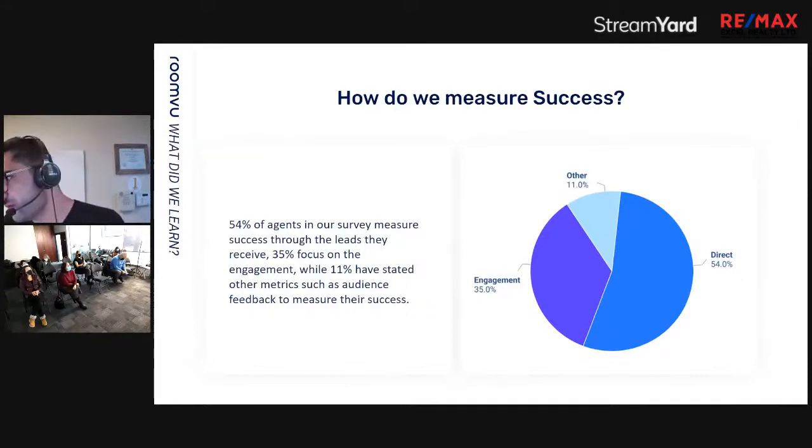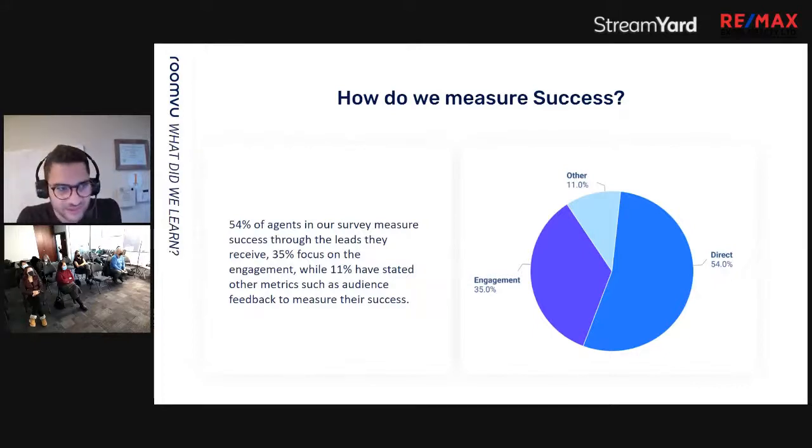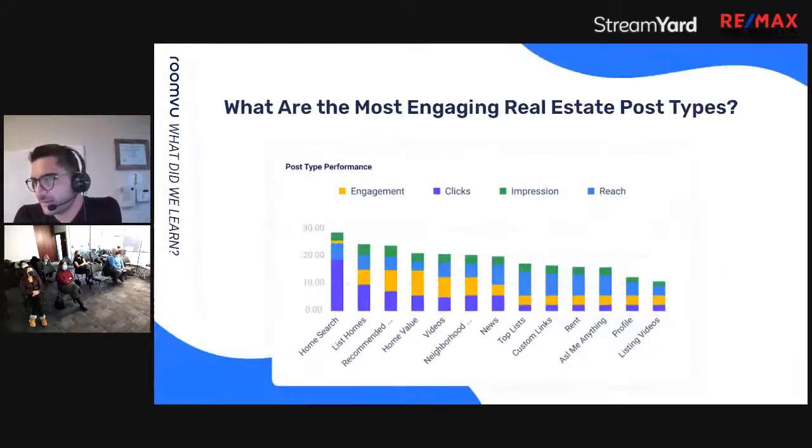But going back to how do we define success? 35% of the agents that we surveyed are focusing on engagement, while about 11% of them focus on audience feedback and so on. But there is another thing. This is what we asked realtors, but what we know is working is the consistency of posts. I will get into this in a sec, but how consistently you post on social media is the key.